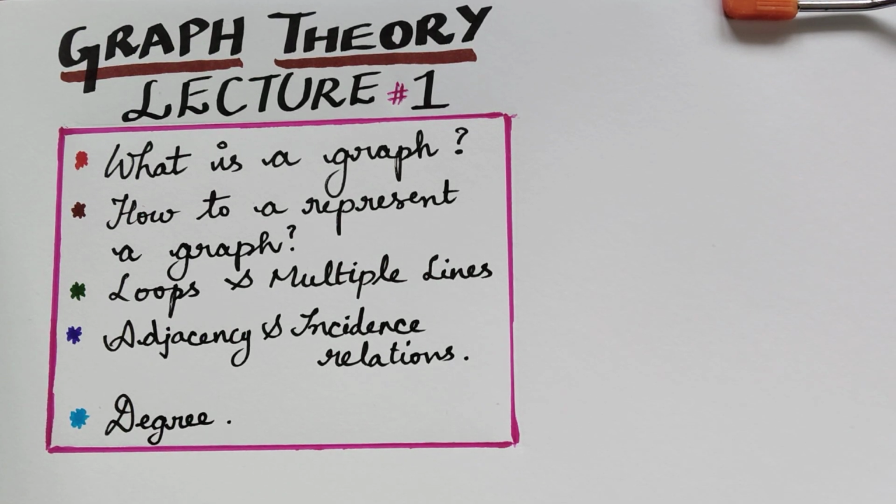Dear students, we are now commencing a new lecture series on the topic graph theory. Here we have the first lecture, where we will be learning what is a graph and how to represent a graph, loops and multiple lines, adjacency and incidence relations, and degree. We will not be doing the exact definitions of these concepts since they are available in the textbook already. We will try to understand what is a graph and how to represent a graph first.